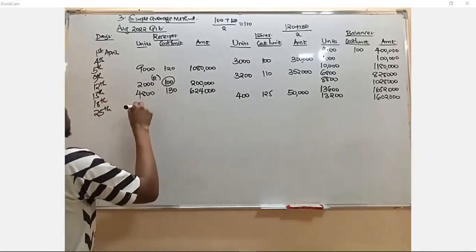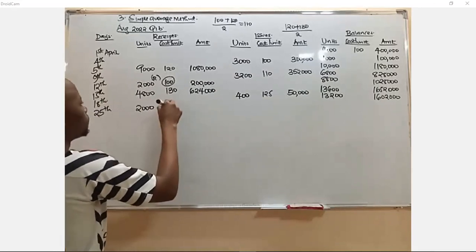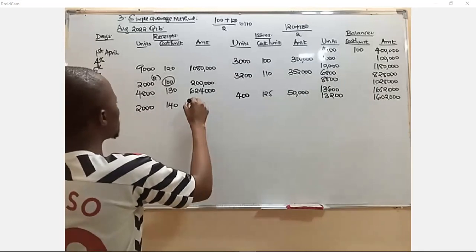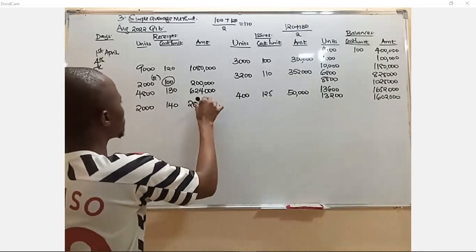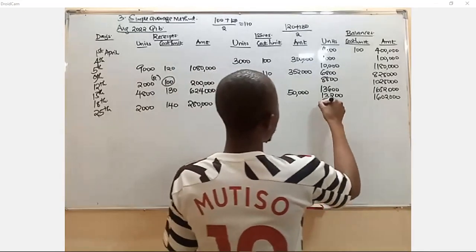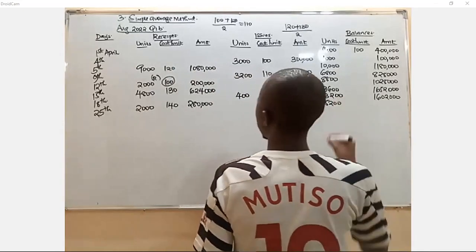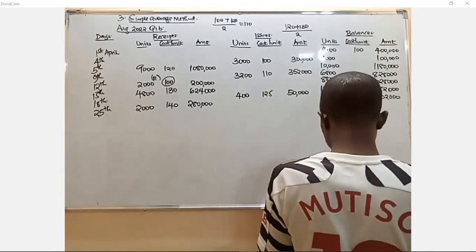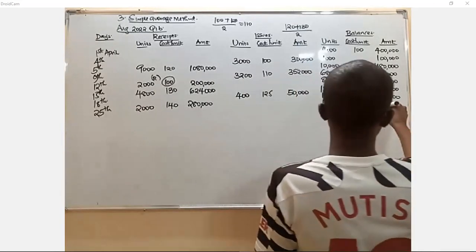25th, we purchase 2,000 by 140, right? 2,000 by 140. We said it is 280,000, I think. 280,000. Take it to store, 15,200, right? 1602 plus 280,000. Getting 1882.